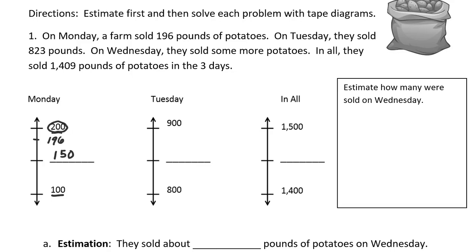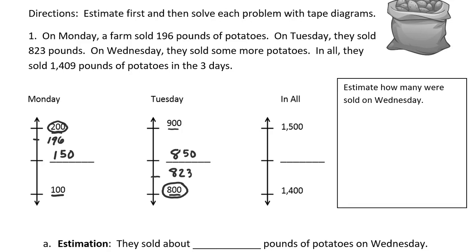On Tuesday, they sold 823 pounds. So when I round to the nearest 100, my answer choices will be either 800 or 900. The midpoint is 850. Now let's put 823 on the number line, and you can see that 823 is below the midpoint, so that number rounds down to 800.